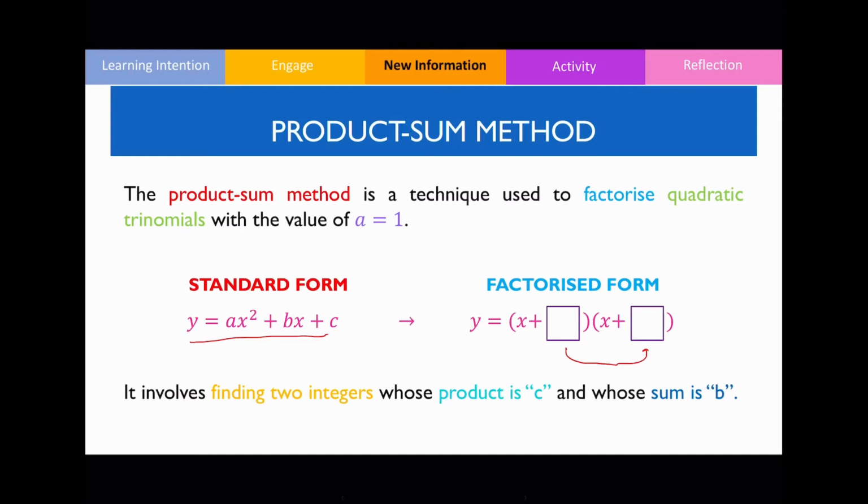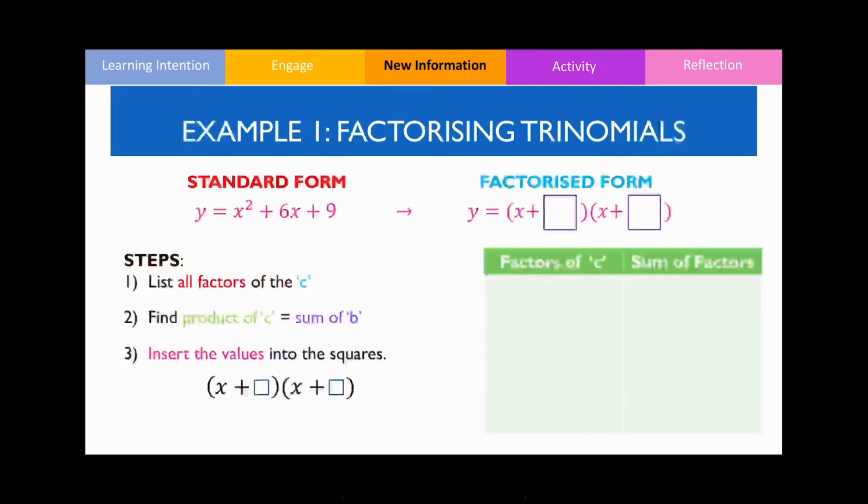And what we are trying to do essentially when we use the product sum method is find two integers, meaning two numbers, where the product is equal to c, but they must also meet the requirement that their sum is equal to b. Now this probably doesn't make sense to you right now, but if I show you an example, this will make a lot more sense. So let's look through the first of the many examples I'll be going through in today's lesson.